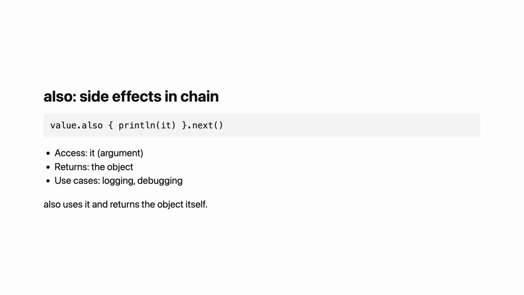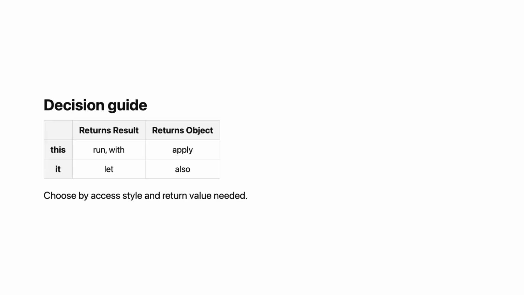2 questions guide your choice. First, how do you want to access the object? If you want this receiver, use run, with, or apply. If you want it argument, use let or also. Second, what do you want to return? If you need the lambda result, use let, run, or with. If you need the object back, use apply or also.